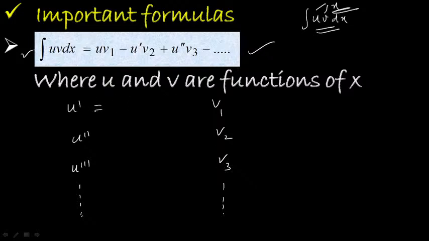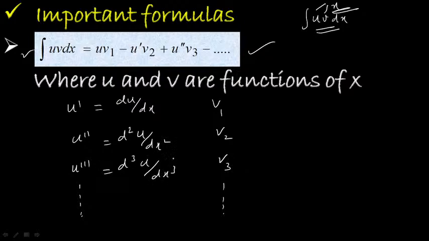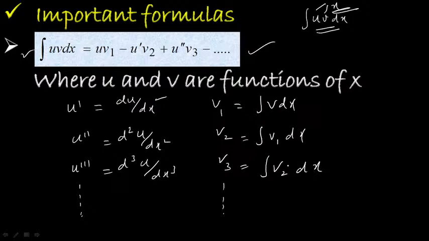Here, we can write u dash as du by dx, u double dash as d square u by dx square, and u triple dash as d cube u by dx cube etc. That is, differentiating once with respect to x gives u dash, twice gives u double dash, thrice gives u triple dash etc. Next, v1, v2, v3 are successive integrals, where v1 is the integral of v dx, v2 is the integral of v1 dx and v3 is the integral of v2 dx etc.